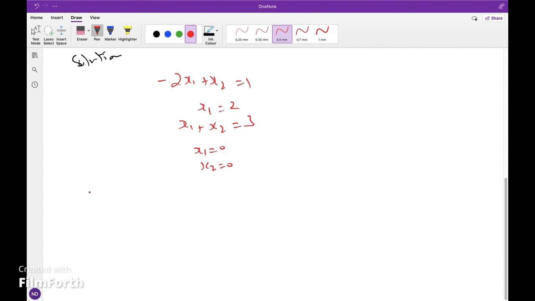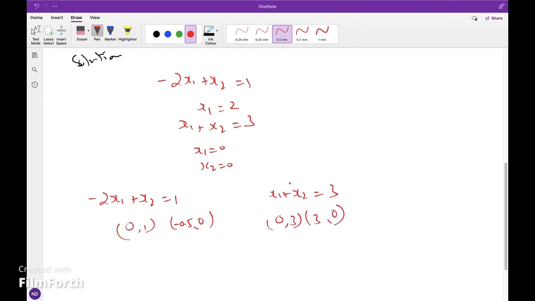Next, find the points. Minus 2x1 plus x2 equal to 1. Put x1 equal to 0, x2 equal to 1. Put x2 equal to 0, then x1 equal to minus 0.5. The third line, x1 plus x2 equal to 3. That means x1 equal to 0, x2 equal to 3. Put x2 equal to 0, x1 equal to 3. So now draw the graph.